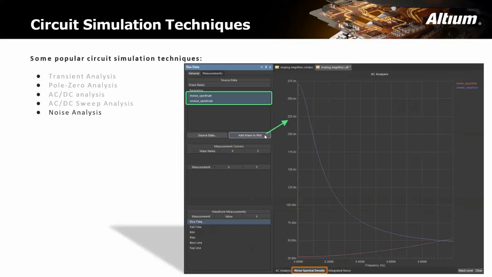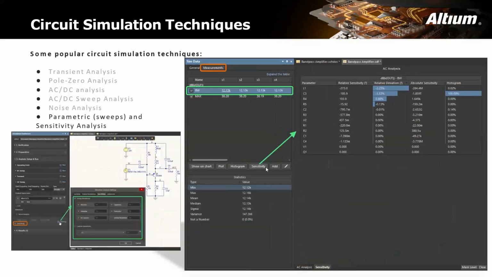Noise analysis is another variety of simulation technique that helps you to quantify and minimize the noise in the circuit. By understanding how noise affects your design, you can make informed decisions to improve the stability and overall performance.